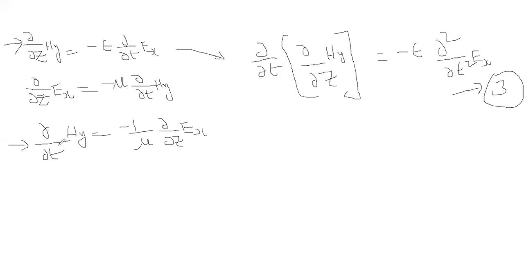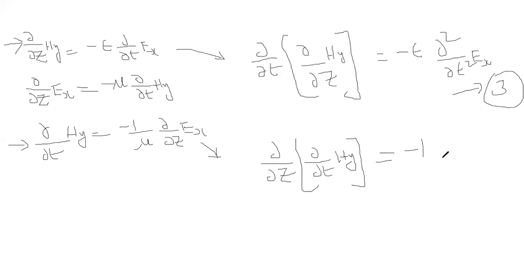Okay, my dear students. Now I'm taking the second equation and applying dou by dou z on both sides, dou by dou z of dou by dou t of Hy. So minus 1 by mu into, here the dou by dou z is already there, so the second partial derivative, dou square by dou z square of Ex. So equation 4.